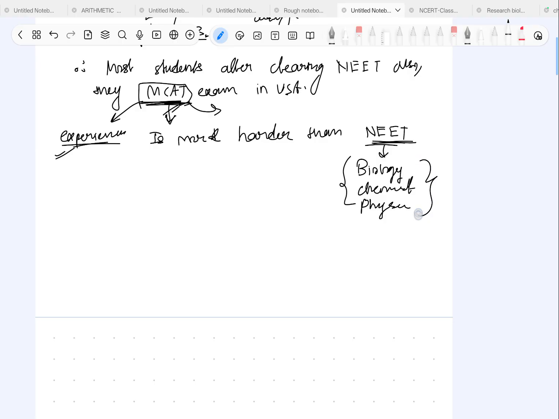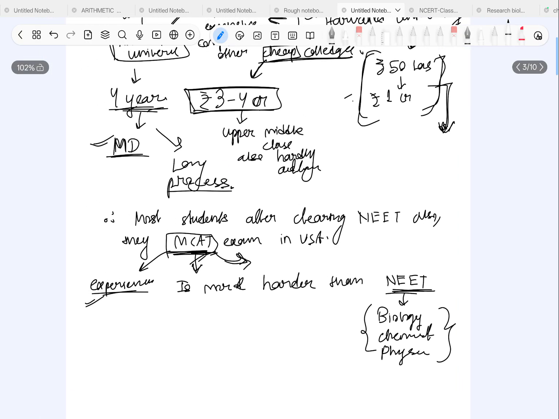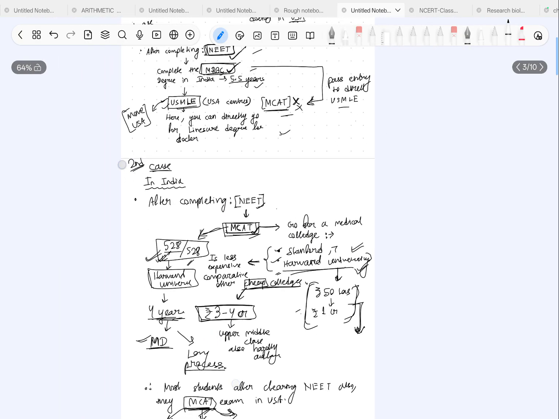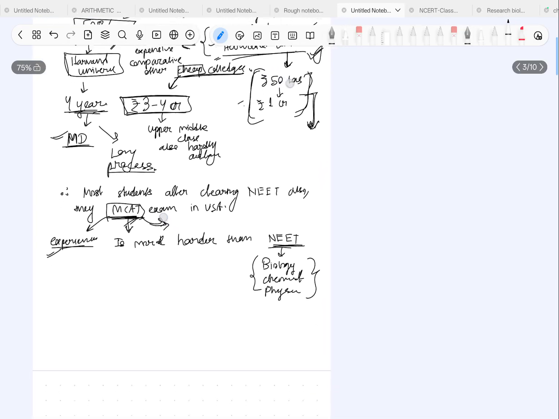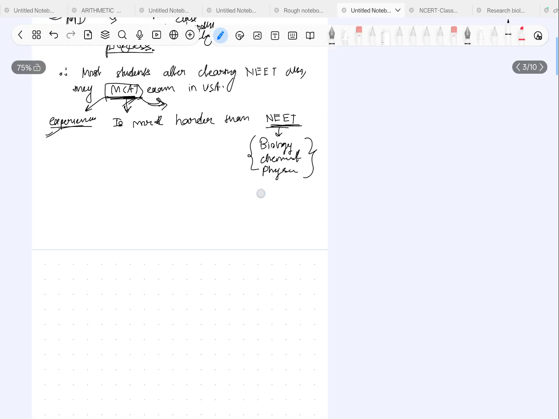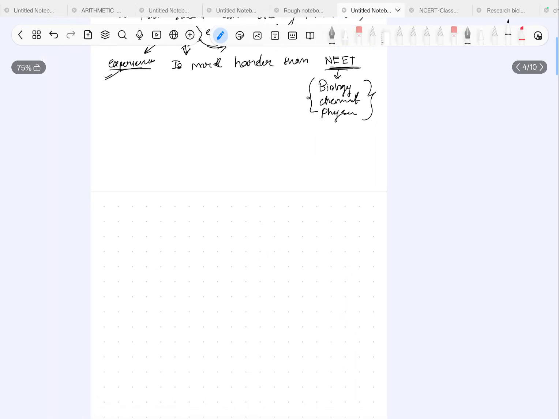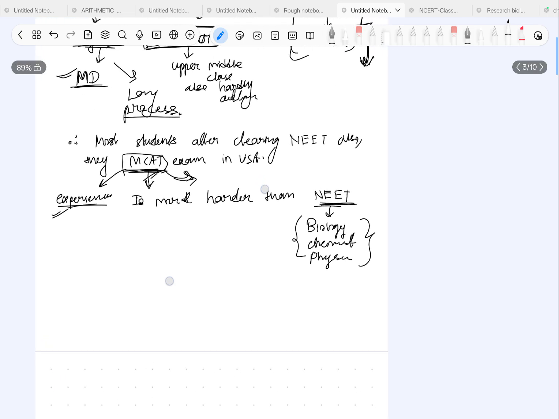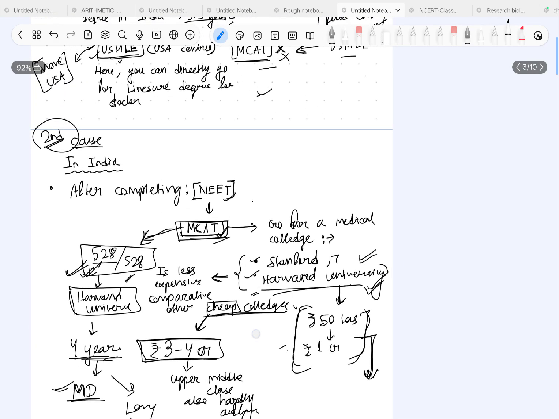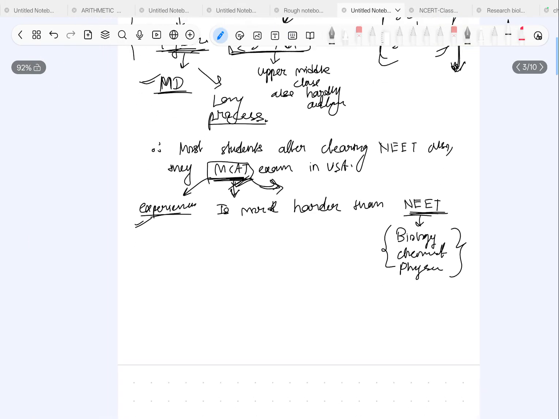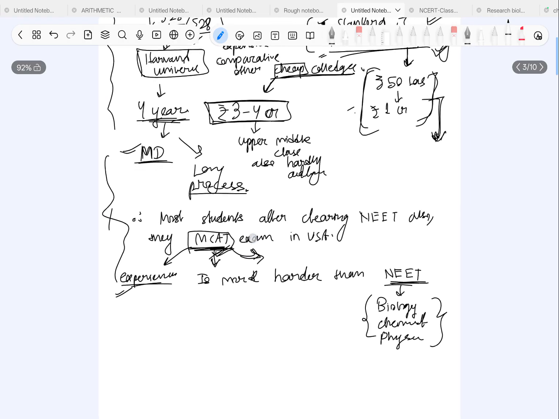There are things beyond biology, chemistry and physics, which I will tell in this section. I will go further. Okay, these are the two cases. You understood? First case, second case. These are the things you can go for. But the second option is this. I told this, I described this.